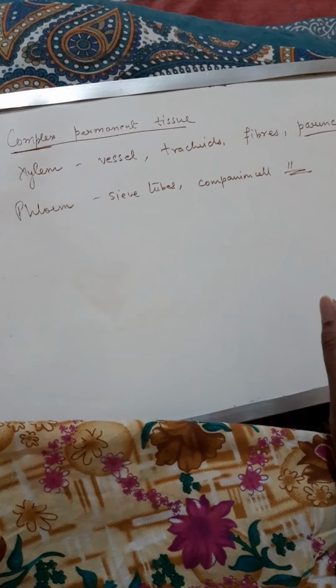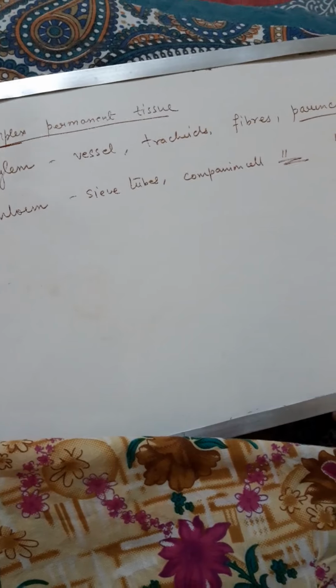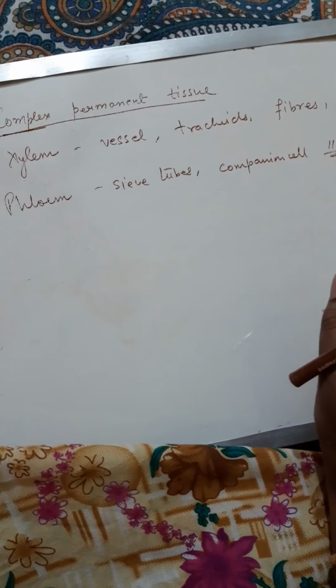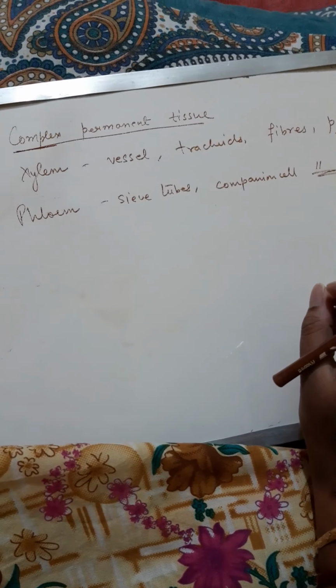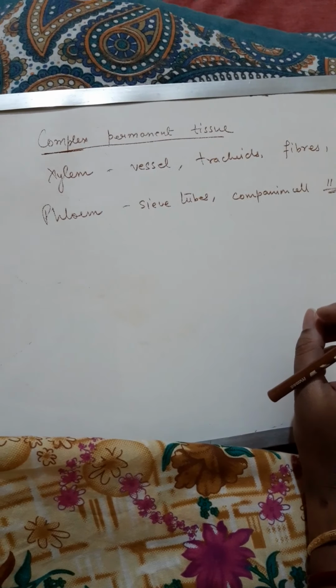Complex permanent. The word complex says that it is not made up of one kind of cell. These tissues are made up of more than one kind of cell. That is why they are called complex. All these cells work together to perform one function, and if any one of the cells is missing, the tissue will be incomplete. That is why they are called complex permanent tissue. If any one of the cells is missing, the tissue will not be able to do what it has to do.